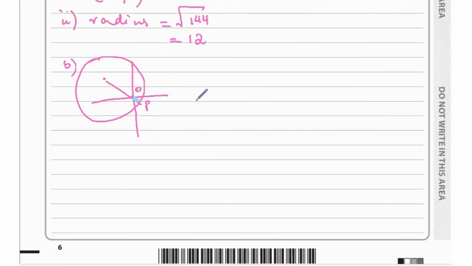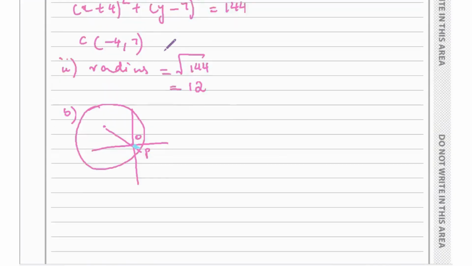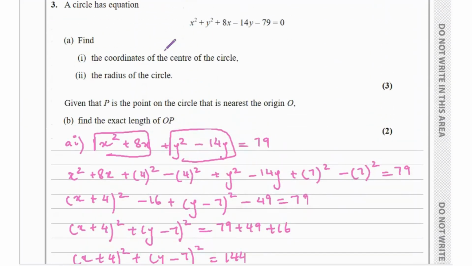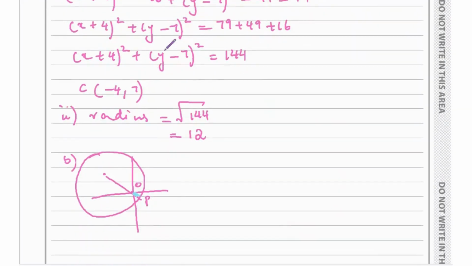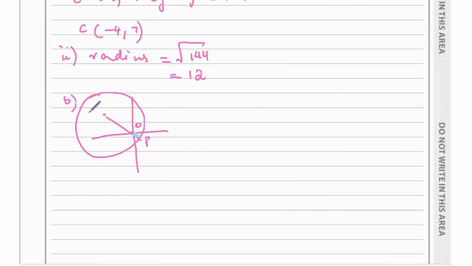So to find the distance of OP, what we're going to do is subtract OC from the radius. Why OC? Because OP lies on the circumference. And the question has clearly said that P is the point on the circle that is nearest to the origin. So nearest to the origin means it's going to be somewhere over here. And radius is the distance from the center of the circle towards the circumference of the circle, like the boundary. So if this is OP, this is C. So if we find OC, we can subtract that from R and that will give us OP.